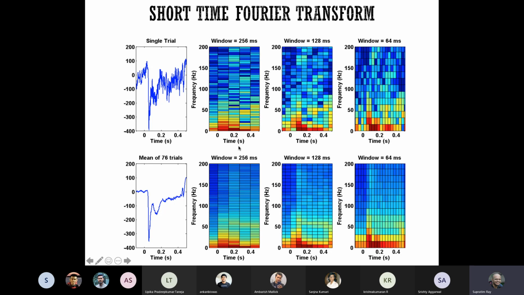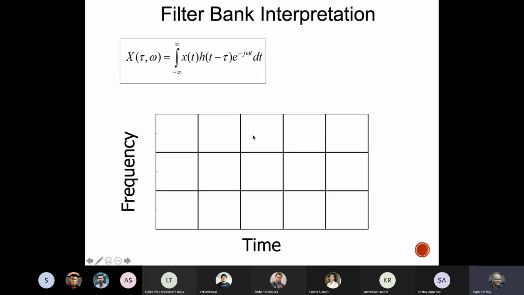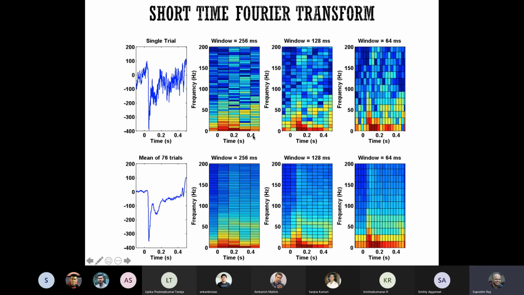Okay, so yeah, this one doesn't have a color bar, but anyway, reddish colors mean more power, bluish means less power. So the short time Fourier transform of this trial is going to look like this. And you can see it's hard to make sense of anything because a single trial estimate is very noisy, as we know.